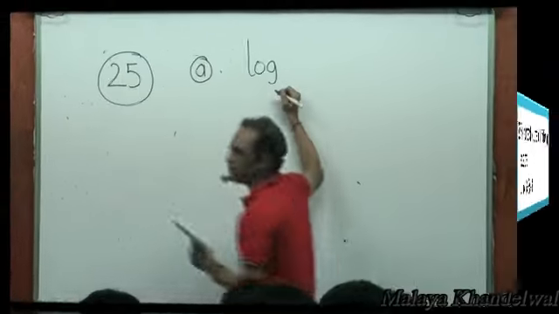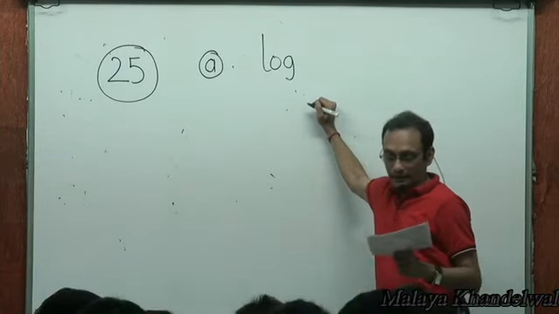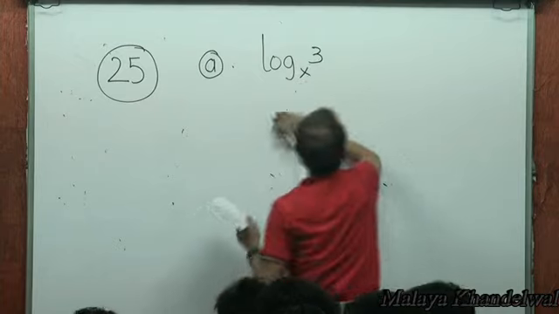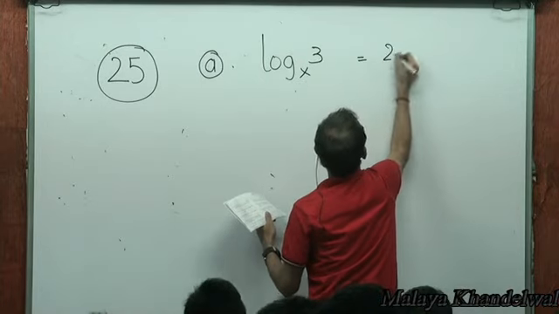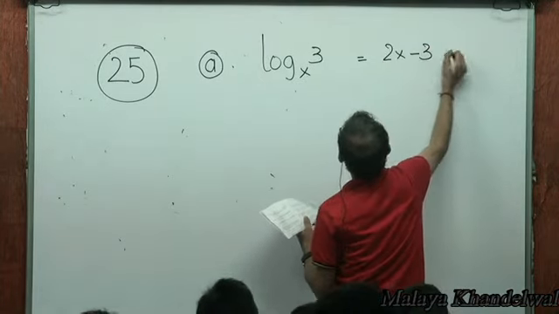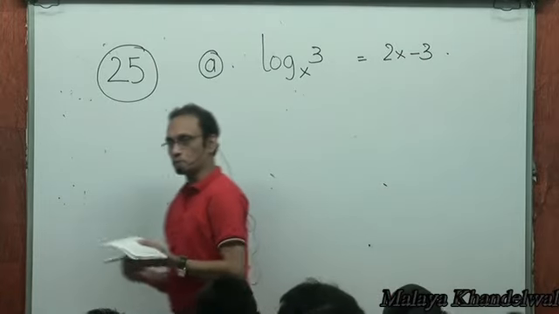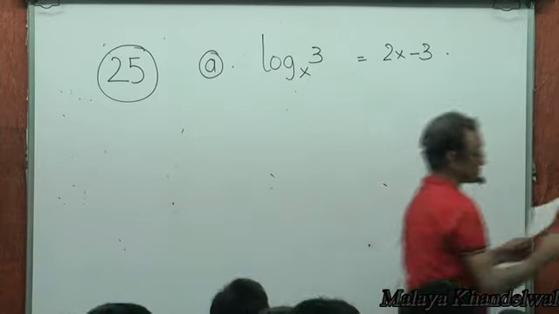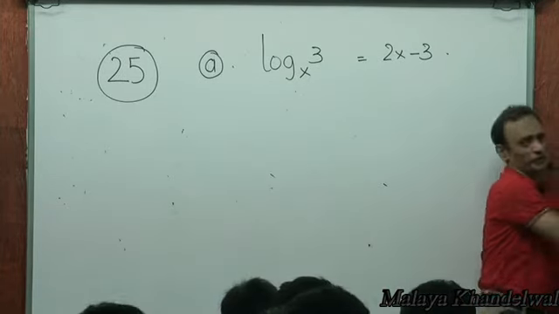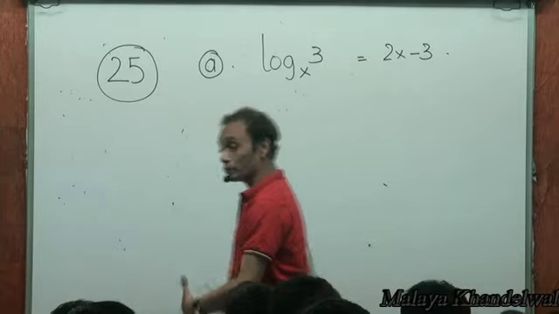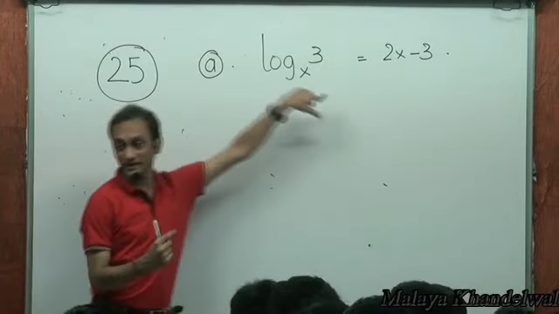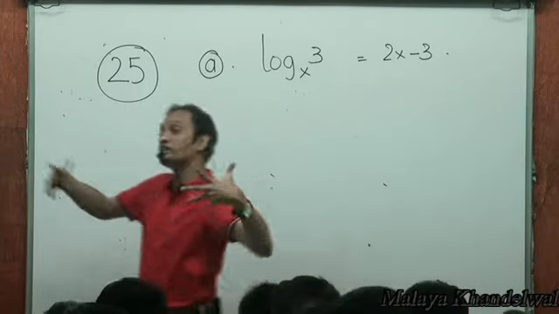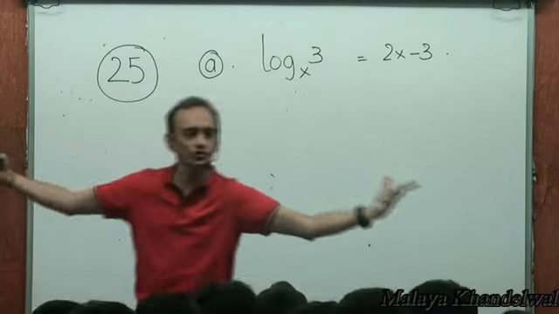We want to find the number of solutions to this equation, log 3 to the base x. I want to find the number of real solutions to this. Realistically, I'm going to draw the graph of y equal to log 3 to the base x, and the straight line y equal to 2x minus 3. The number of points of intersection will give me the number of real solutions. Yes or no? Yes, sir.